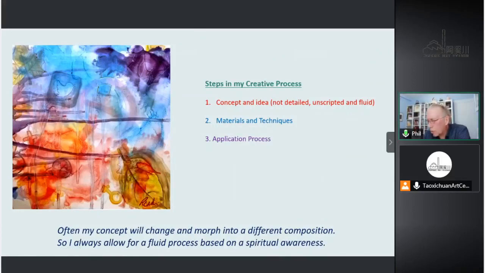Each artist has their own way for the creative process, and they're not always followed in the same exact order. For me, my process has these steps. First, I will think of a concept, a theme, or an idea. Second, I will select the materials and skill set based on the materials available.